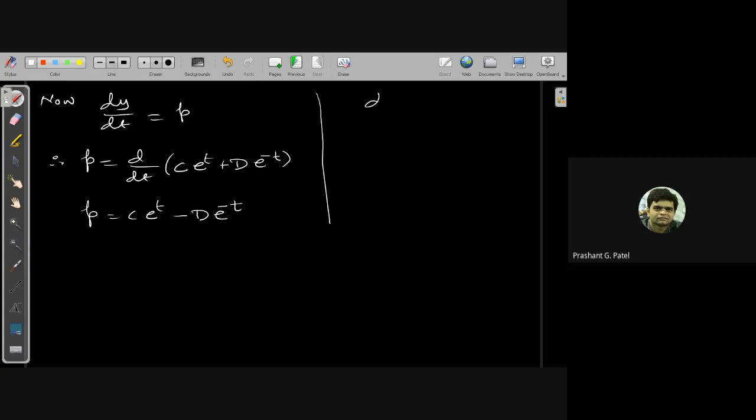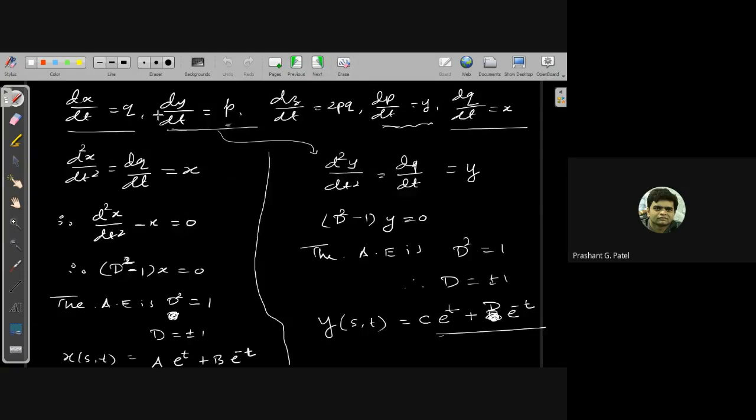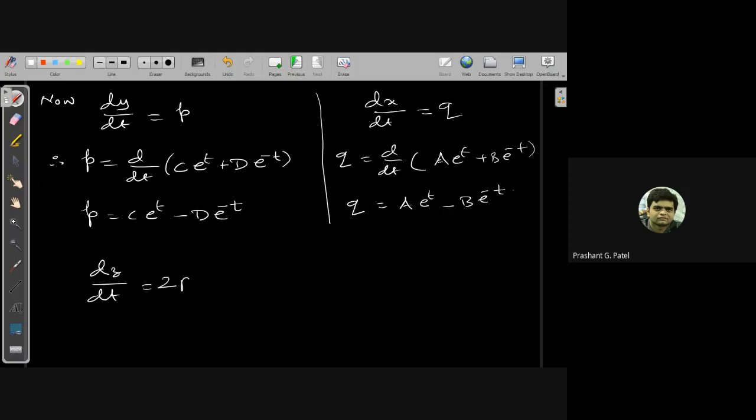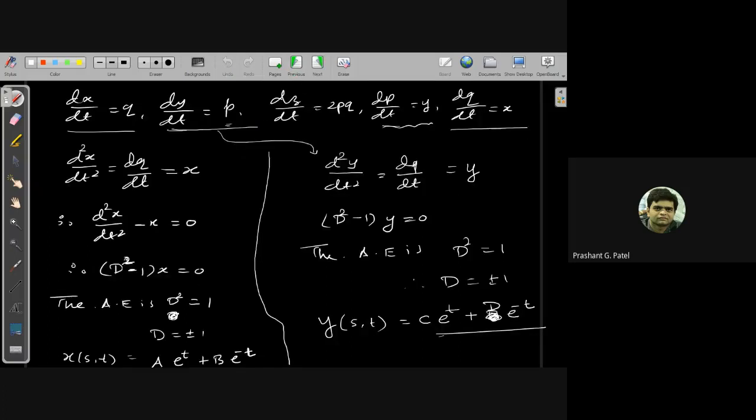In the same way, dx/dt is q. We have already calculated the value of x, so q is d/dt of a e^t plus b e^(−t), which gives a e^t minus b e^(−t). The ultimate goal is to find the value of z in terms of x and y. So what is dz/dt? It is given as 2 times pq, from the equation we have here.